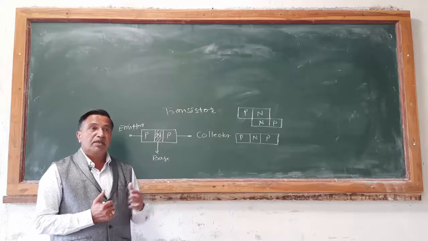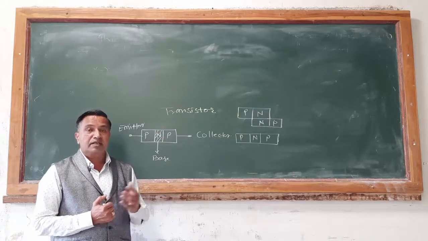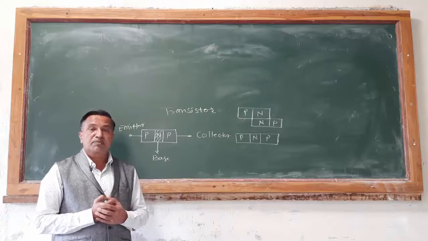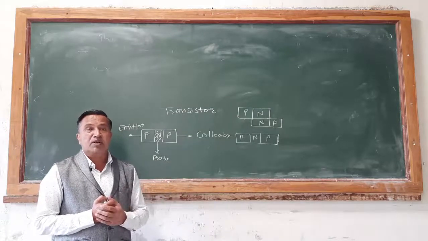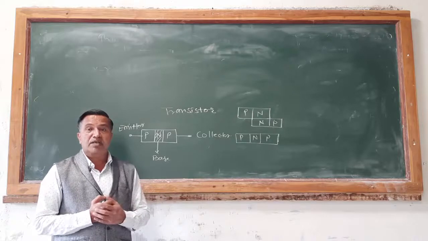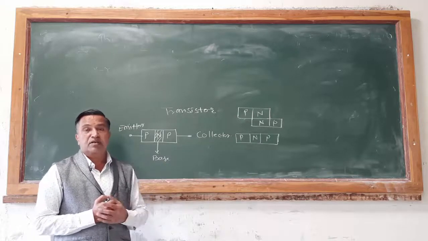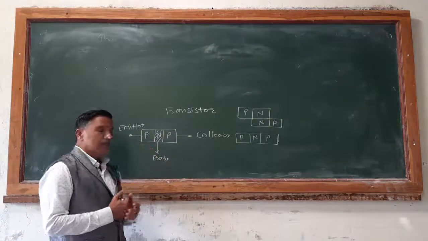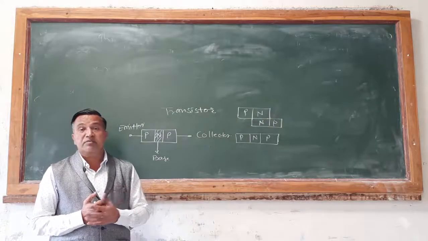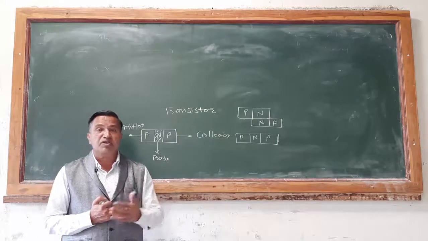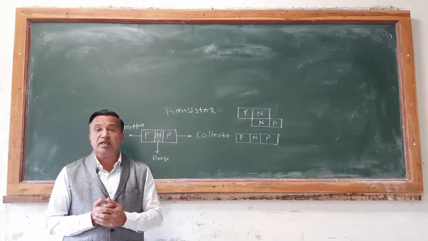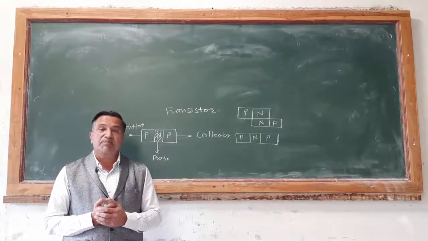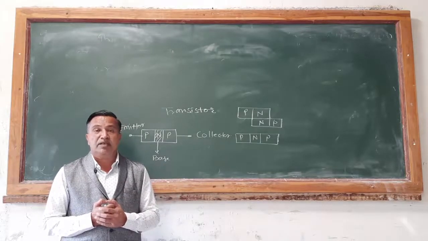At the same time, the doping concentration of the emitter is higher than that of the base as well as the collector. The function of the emitter is to emit electrons from that particular type of semiconductor material. The major function of the emitter is to emit the electrons, which should pass through the base and come to the collector.